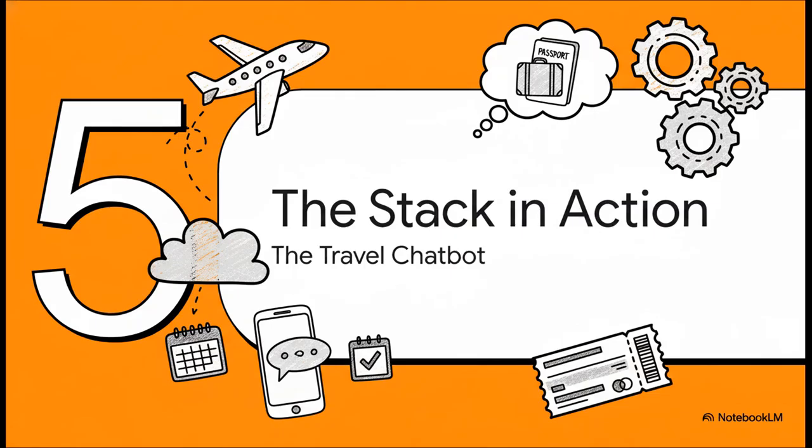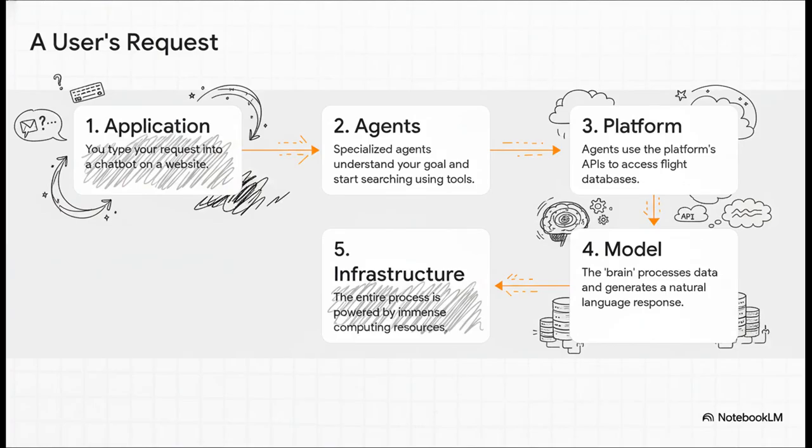Okay, so we've looked at all the individual layers. Now let's see how they all work together seamlessly in a real-world example I think we can all relate to, booking a flight online using a chatbot. And here it is, the entire process in action. It all starts with you, right at the top, talking to the application, in this case, the chatbot.